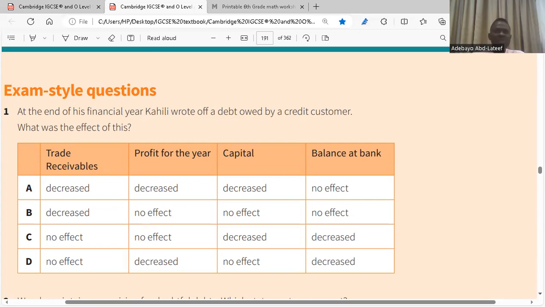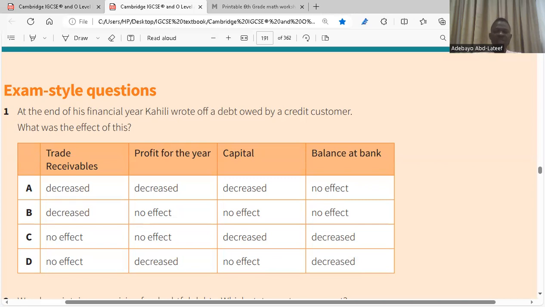What happens to your capital? It doesn't have any effect on your capital. Well, why does it say decreasing? There is no option. It's only A if you choose profit of the year and trade receivable. Wait, what happens with your capital if your profit reduces? No, it doesn't get affected. I think it's provision. It does not affect your capital.